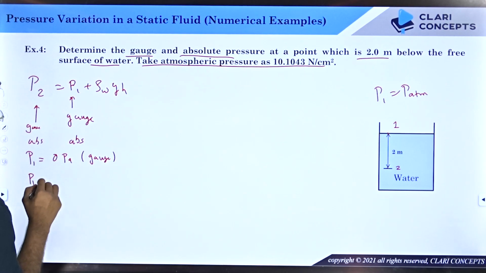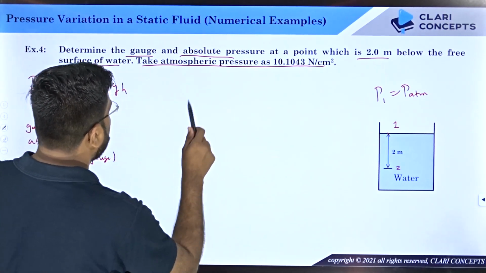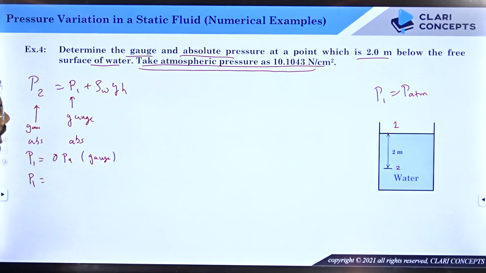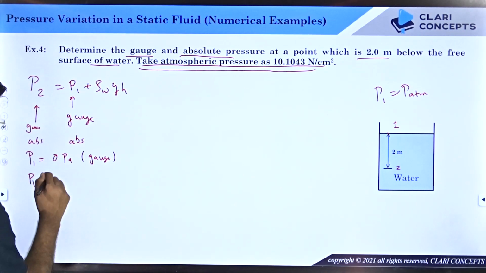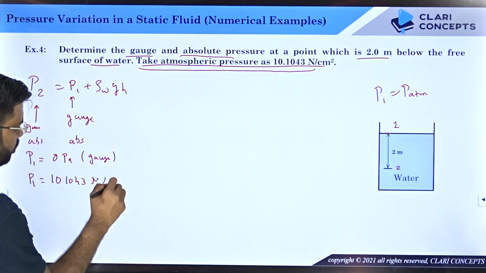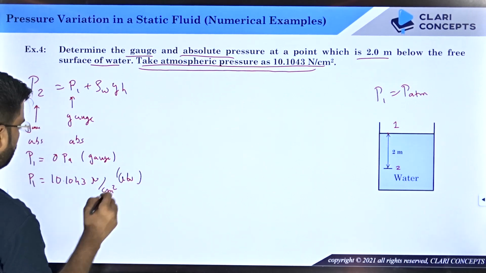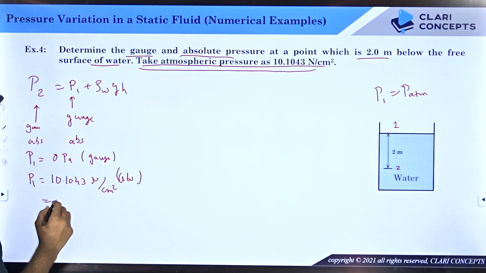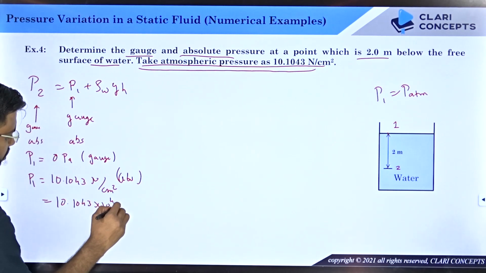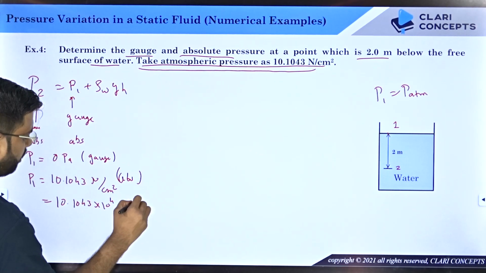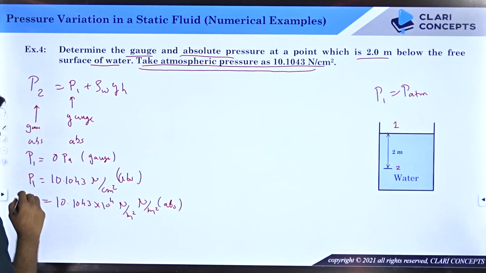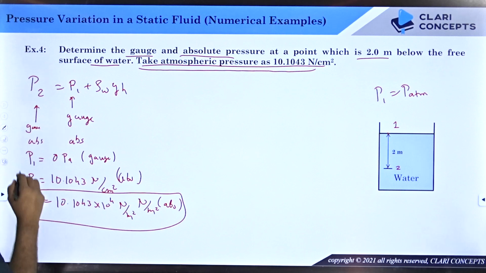and the value of P1 for absolute is given to you. Atmospheric pressure is 10.1043. This is the value of atmospheric pressure in absolute sense, right? So 10.1043 Newtons per centimeter square. This is the absolute value. So now you convert this to Newton per meter square. For that you will multiply by a factor of 10 to the power 4, if you remember, right? This will give you the value in Newton per meter square, and it is the absolute value. So this is P1.